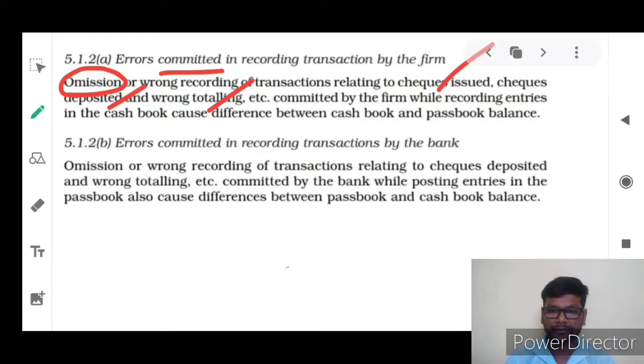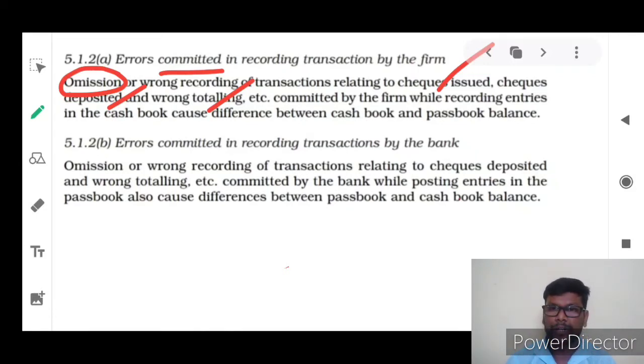Check deposited means you received a check from your debtor, then you deposit the check to the bank. That is called check deposited. And wrong totaling: instead of the correct total, you leave some mistake in between while you are totaling. So that is a wrong total. These all are related to the bank. So it affects the cash book bank column very severely, isn't it? It will not tally with the bank passbook balance.